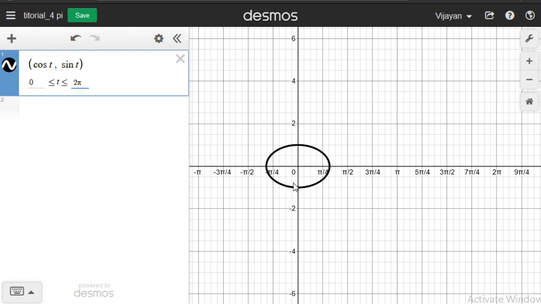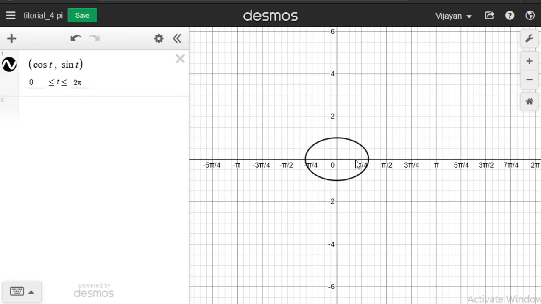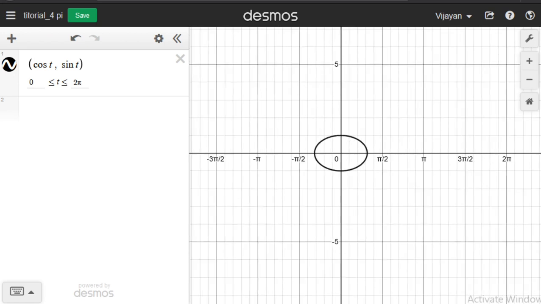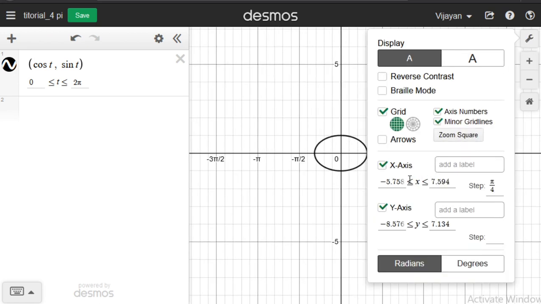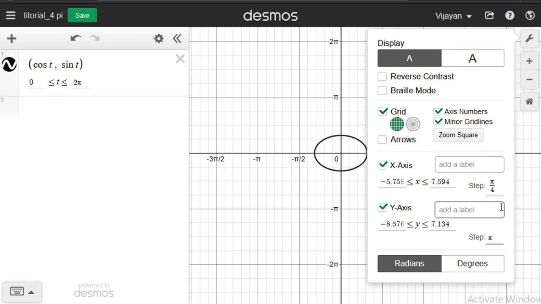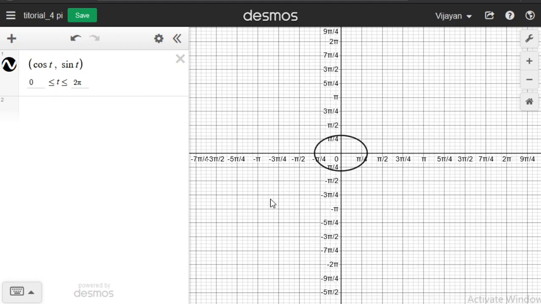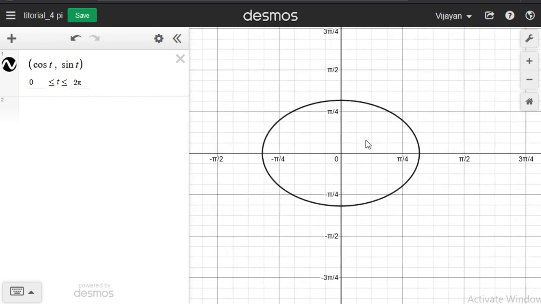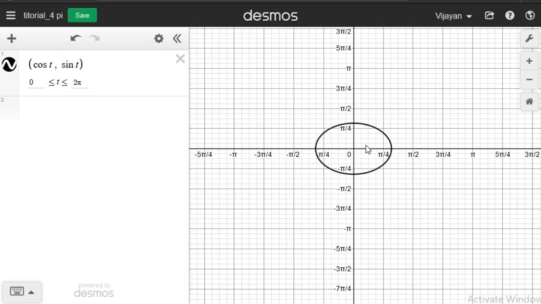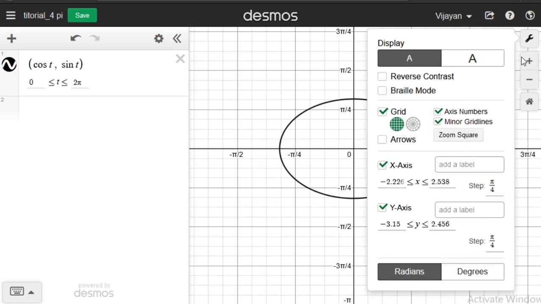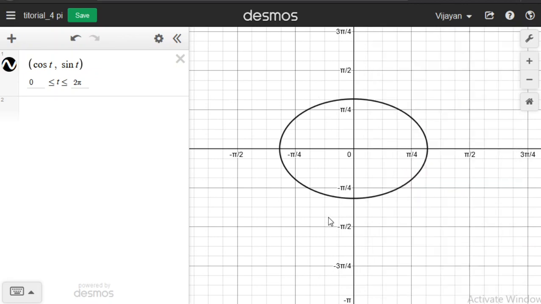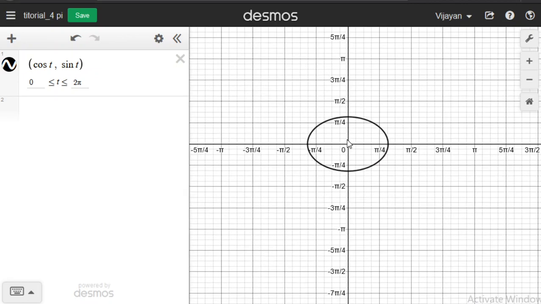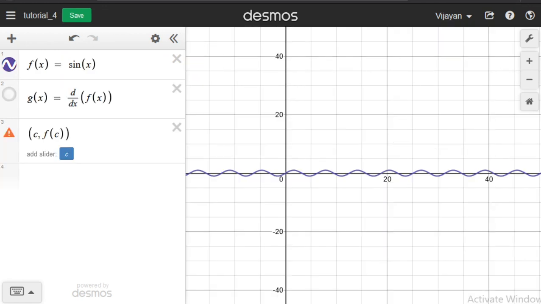You are seeing it oval because the grid lines are not perfectly square. So I have to make it square. For making it square, I have to come over here, and here also the step size should be chosen as pi by 4. Then it will become square. Now see, it has changed into square. Maybe the grid lines are making some problem. Okay, let's do it in a different graph.